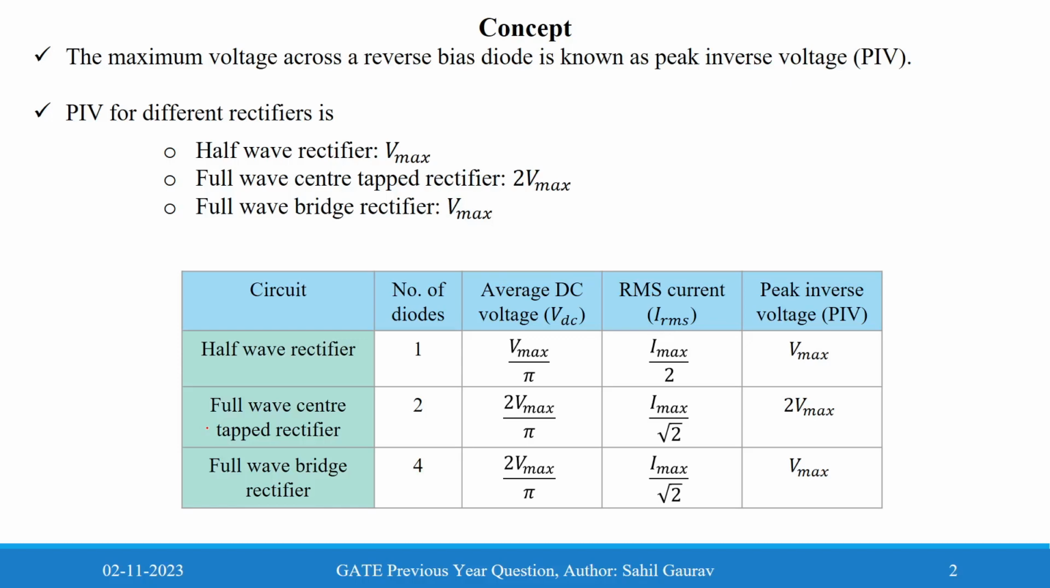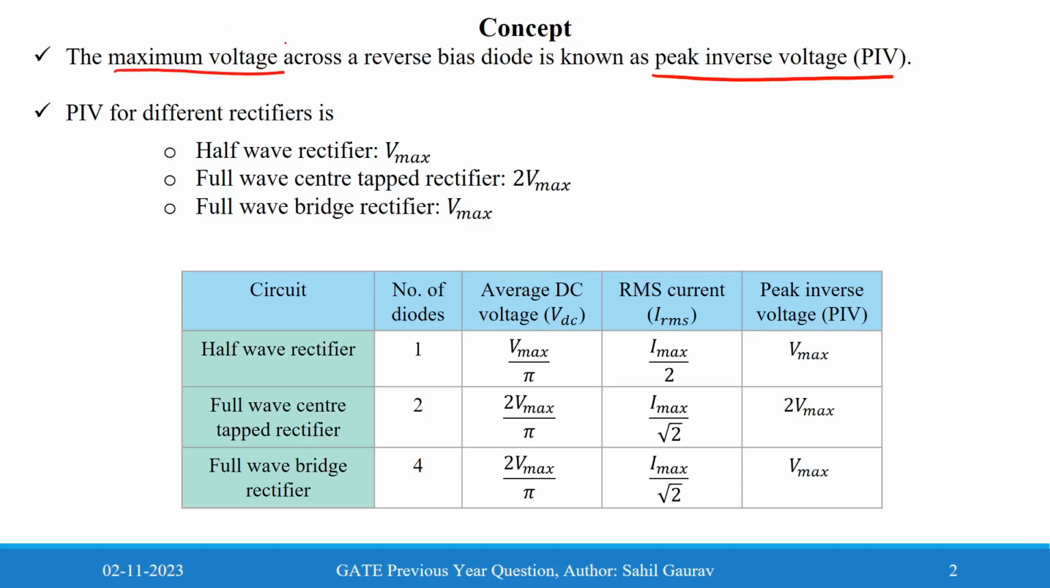The maximum voltage across a reverse bias diode is known as peak inverse voltage. We know that a diode can have two types of biasing. First one is forward bias and the second one is reverse bias. In forward biasing, we apply the positive terminal of supply to the anode, while the negative terminal is applied to the cathode of the diode. While in reverse bias, it is vice versa: the positive terminal of supply is applied to the cathode, while the negative terminal of the supply is connected to the anode of the diode. So whenever the diode is in reverse bias, we have to find the maximum voltage across the diode. And that maximum voltage, whenever the diode is in reverse bias, is known as peak inverse voltage, PIV.